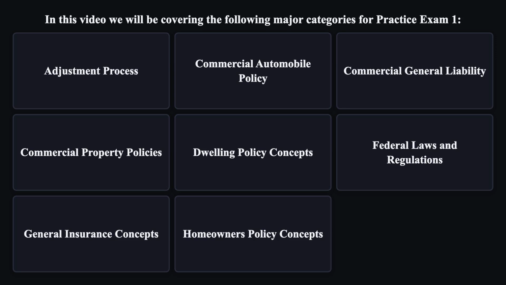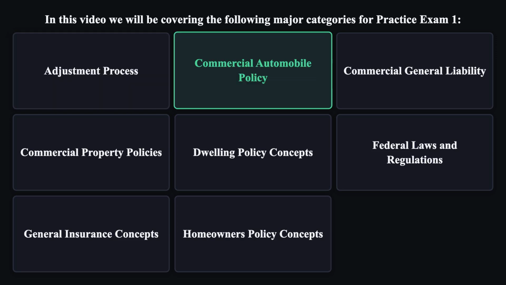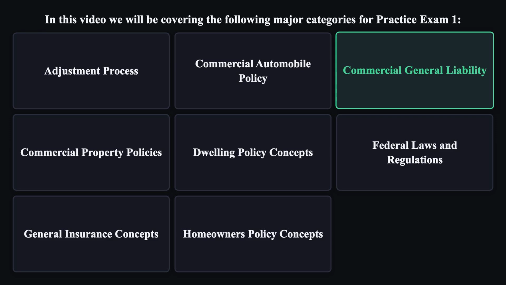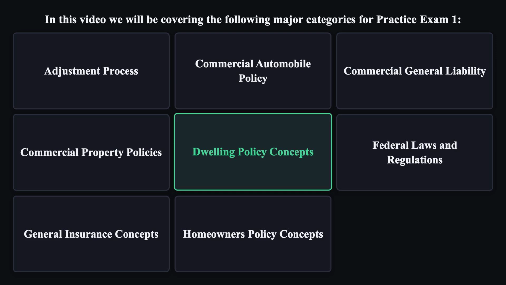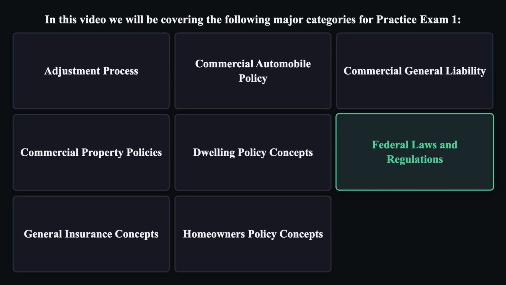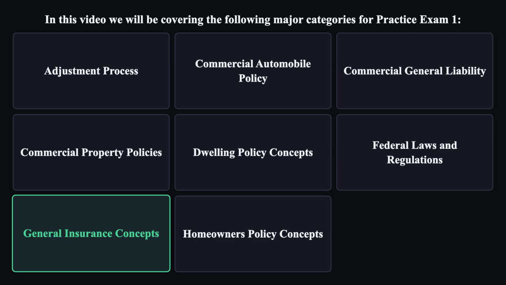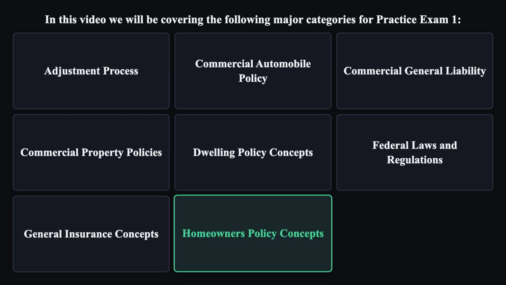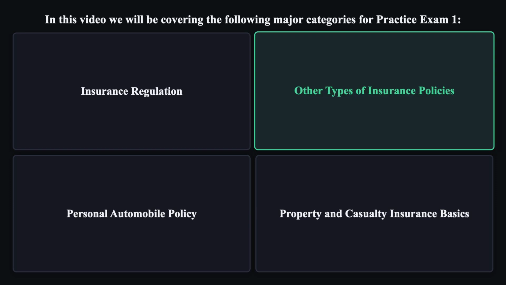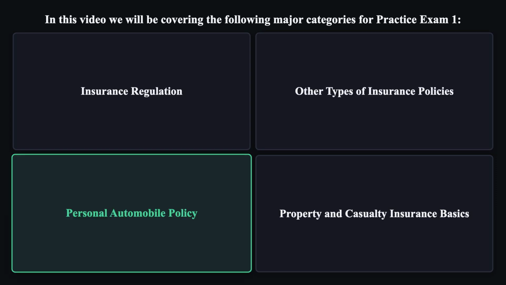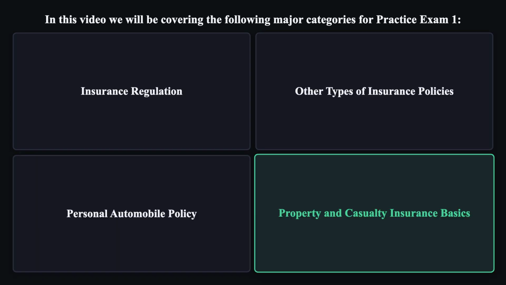In this video, we will be covering the following major categories for Practice Exam 1. Adjustment process, commercial automobile policy, commercial general liability, commercial property policies, dwelling policy concepts, federal laws and regulations, general insurance concepts, homeowners policy concepts, insurance regulation, other types of insurance policies, personal automobile policy, property and casualty insurance basics.